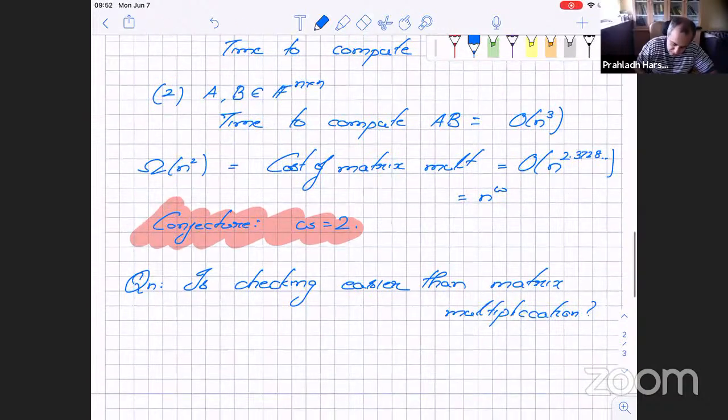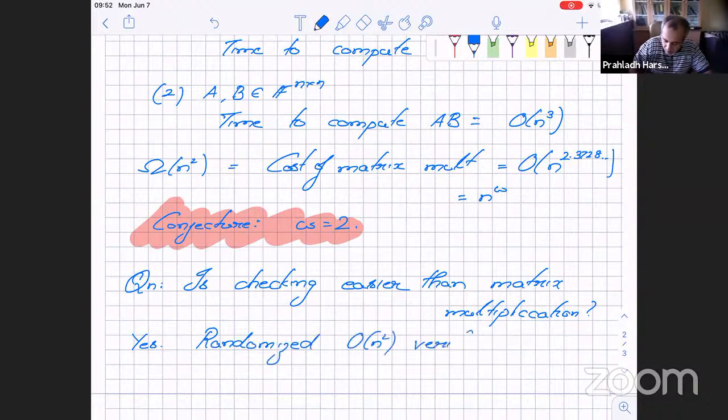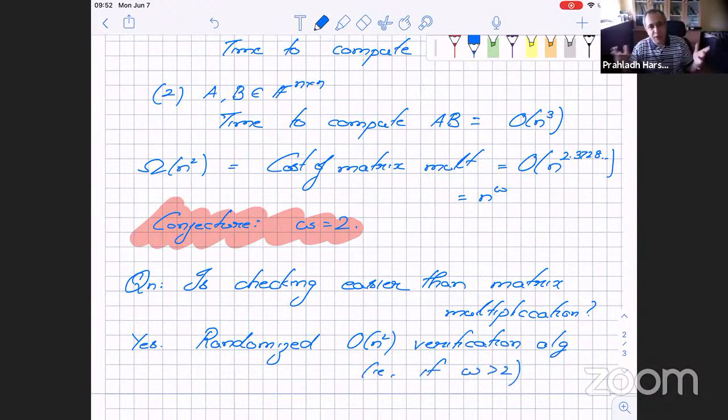And what we will show, surprisingly, is the following answer. We will give a randomized n square algorithm for checking. That is an improvement if omega is greater than 2. If omega is less than or equal to 2, it's not a more efficient algorithm, but you will see it's a much simpler algorithm, whereas matrix multiplication is much more complicated. We will see a much more direct algorithm.